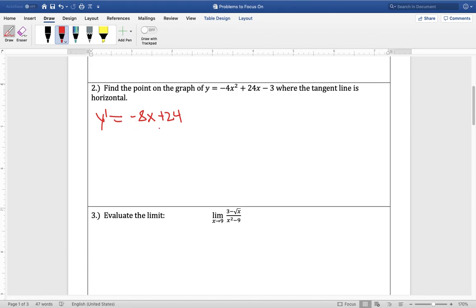All right, so we take the derivative and set it equal to 0. So we get negative 8x plus 24 equals 0. We solve this for x. I'll save a step here. You get 8x divided by 8, so x is 3. So we put 3 back into the original. y is equal to negative 4 times 3 squared plus 24 times 3 minus 3. On your exam, make sure you show the substitution steps.